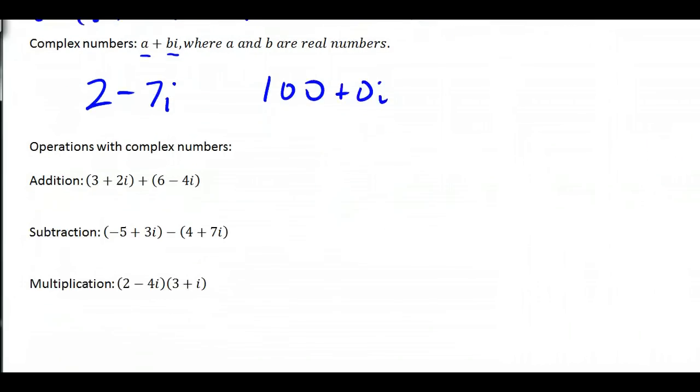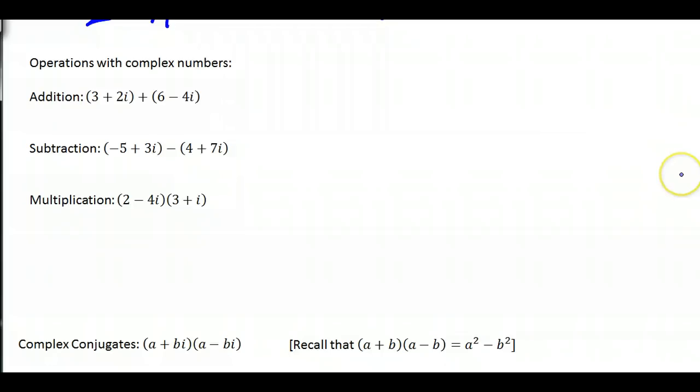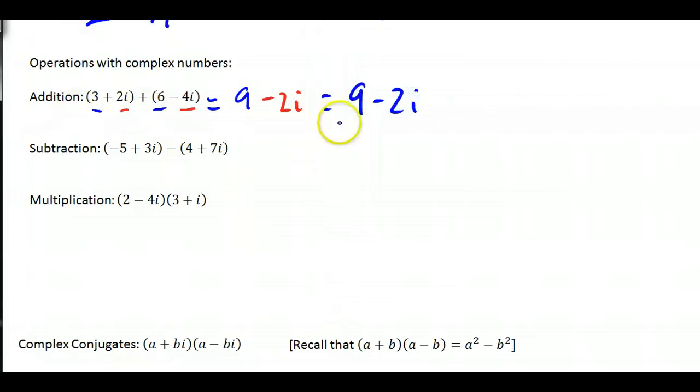Now we can do all of our normal operations with complex numbers that we can do with real numbers. I can add them. I just take the real parts, add them, and then take the imaginary parts and add them. So our final answer is 9 minus 2i. I add two complex numbers, I get a complex number answer. Subtraction works the same way. Subtract the two real parts and subtract the two imaginary parts.